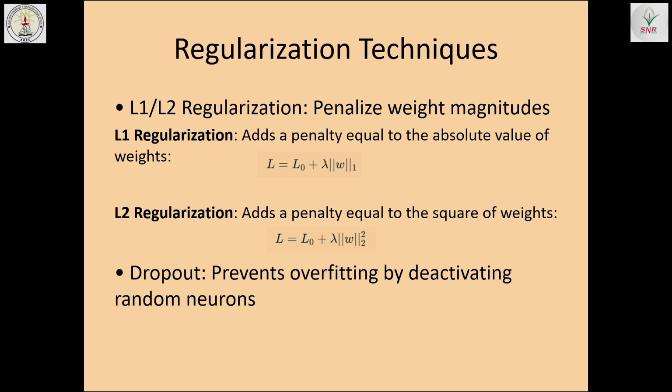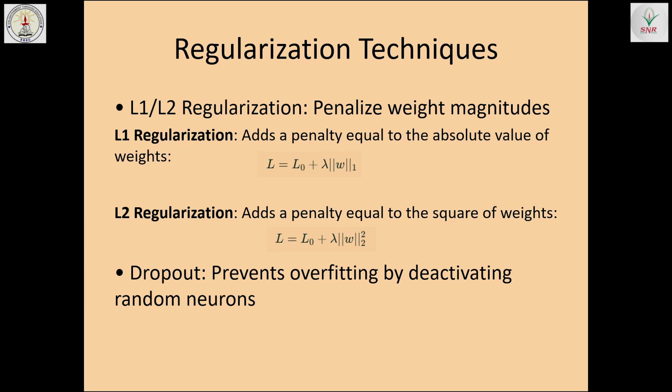So here we have L1 regularization, which is going to add a penalty value equal to the absolute value of the weights. And then L2 regularization is going to add a penalty value equal to the square of the weights. We have to understand this symbol is representing the L1 and L2 norm. Norm is nothing but the magnitude or length of a particular vector, for which you have to go for the L2 norm.